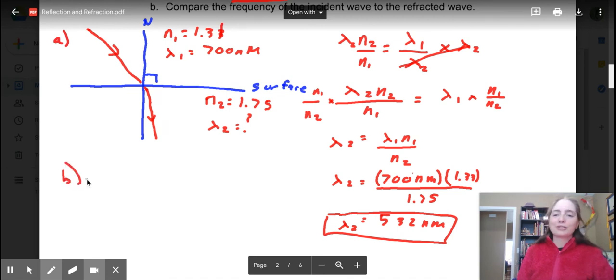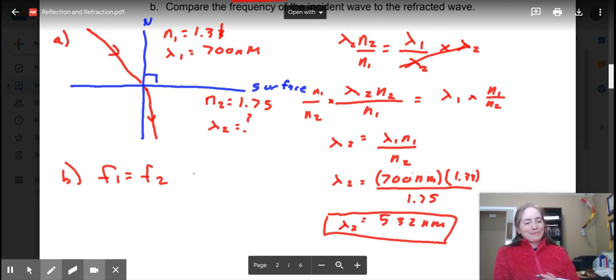B is the theory question. Compare the frequency of the waves. Well, remember from the theory we talked about earlier, frequency doesn't change. The frequency is going to stay the same. So watch out for that one. Lambda changes, speed changes, frequency stays the same. Cool beans?